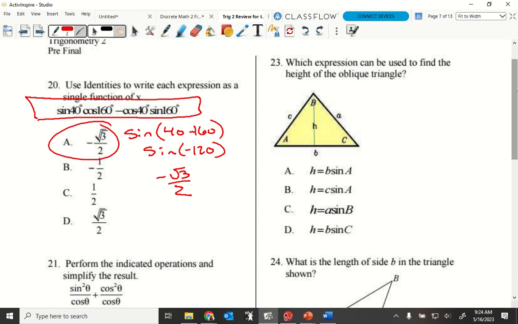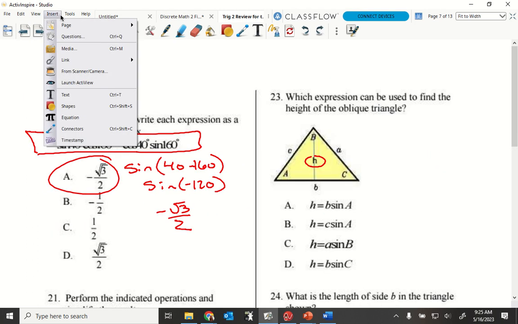All right. Okay, which expression can be used to find the height of an oblique triangle? Oblique, not obelisk. Find the height of the oblique triangle. Yeah, this one right here, there's a formula that goes along with it. If you think about it, to get h, I would solve for h here. We're using sine for all of these, to find this value.